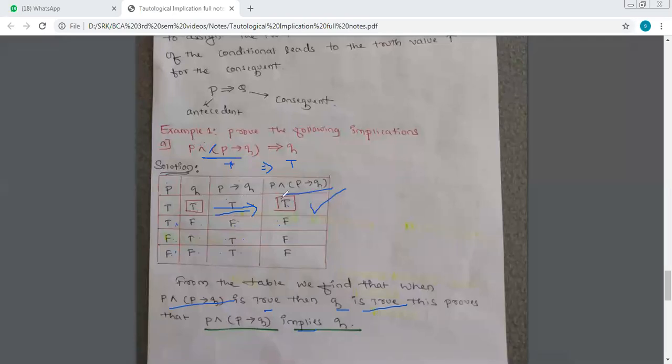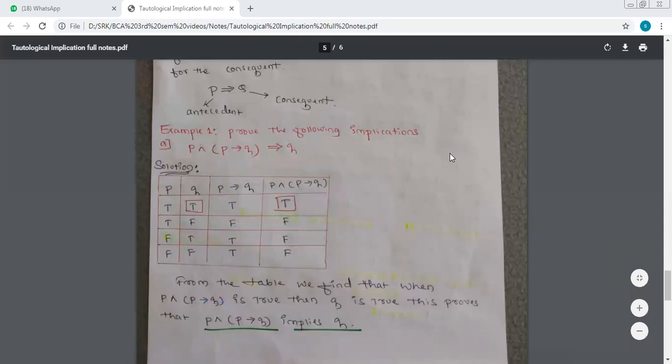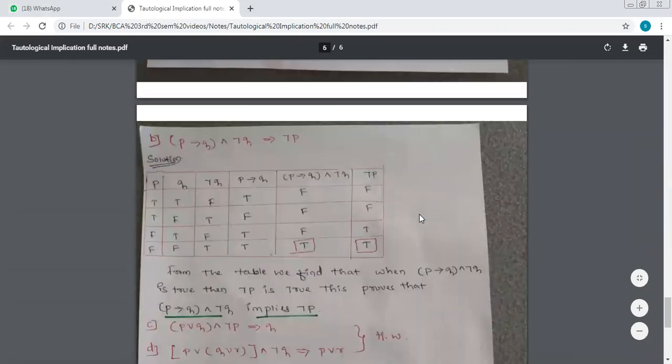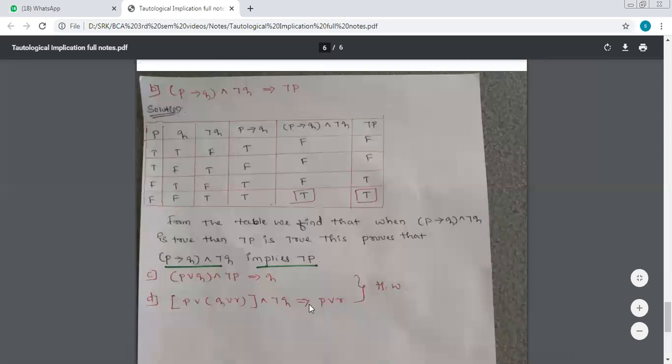Any one row: the implication is true here, true here. Whatever this whole statement is, it is true, and Q is true. One more thing: we cannot conclude from a single true here and a true there separately; only in a single row must both be true. Then only you can say that there is a logical implication. Okay, so this is one example. So we go to the next, second example: P conditional Q conjunction negation Q.